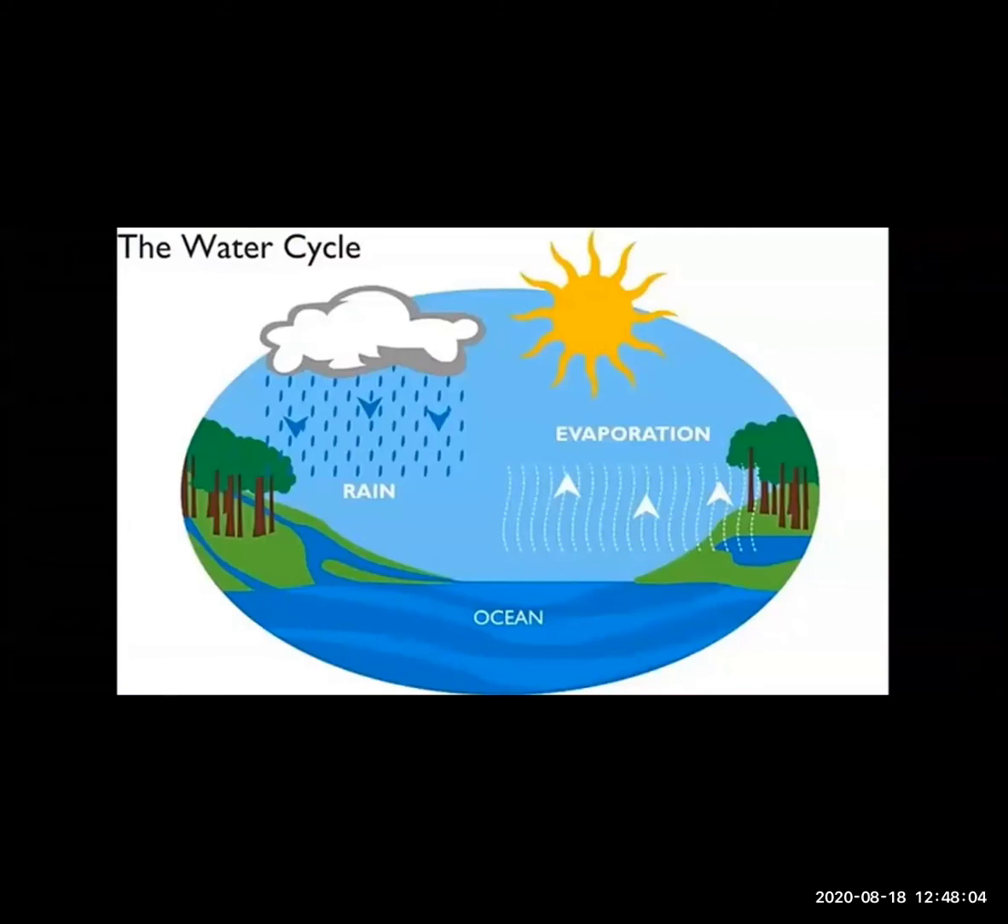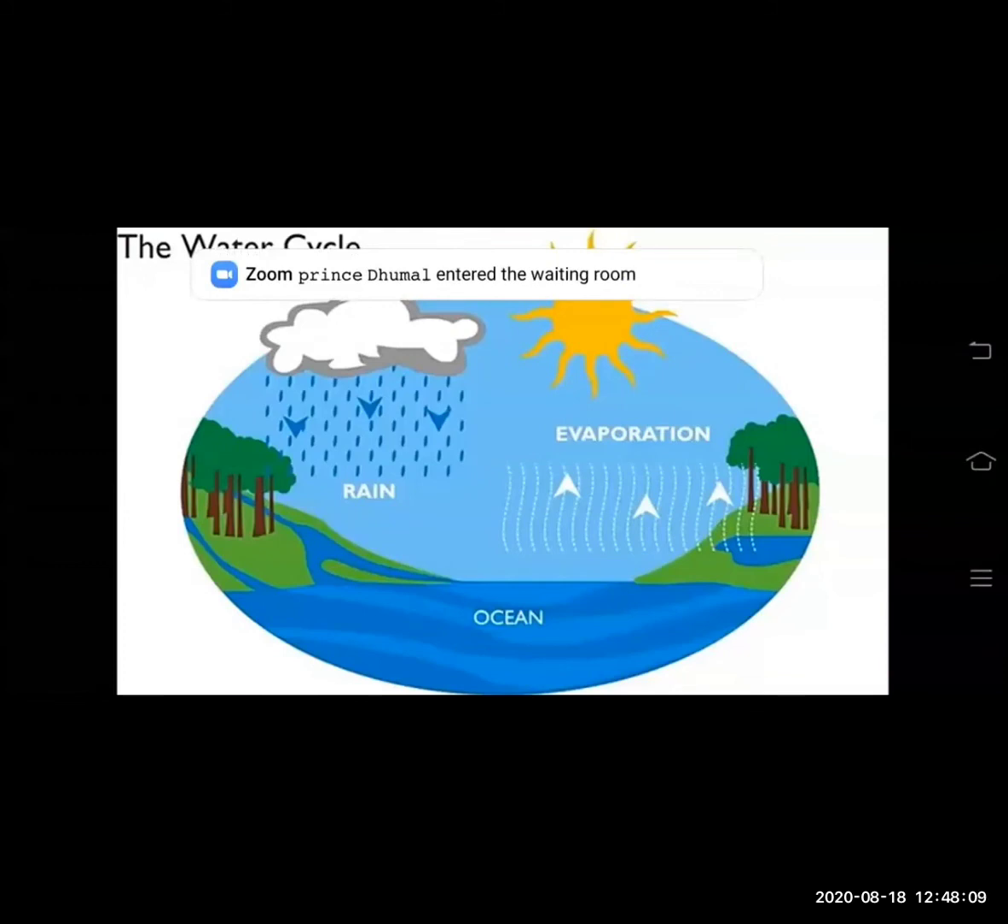Another process is the water cycle, students. Water evaporates from the ocean and then returns to the land in the form of rain. This is known as the water cycle.